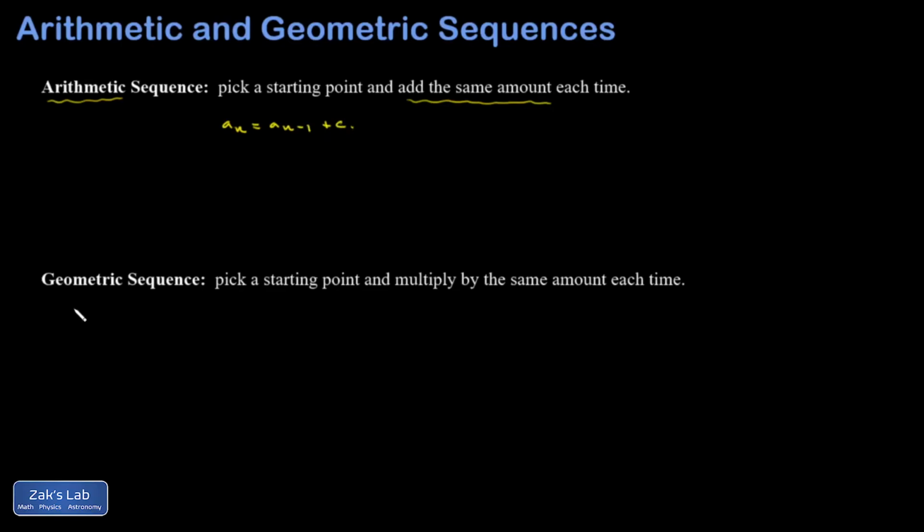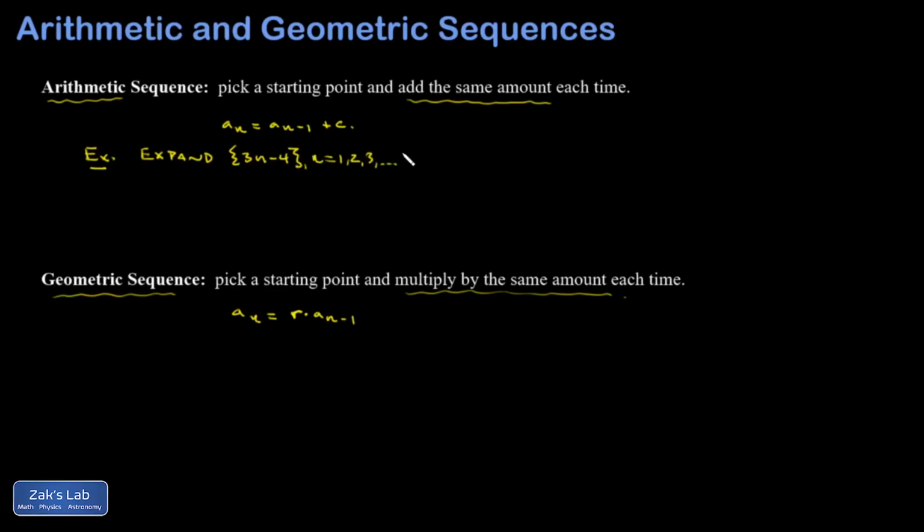The second type is a geometric sequence, and that means you multiply by the same amount each time. And again, as a recurrence relation, that means the next term is generated by taking some constant that I'll call r and multiplying the previous term. So let's look at a couple examples of these.